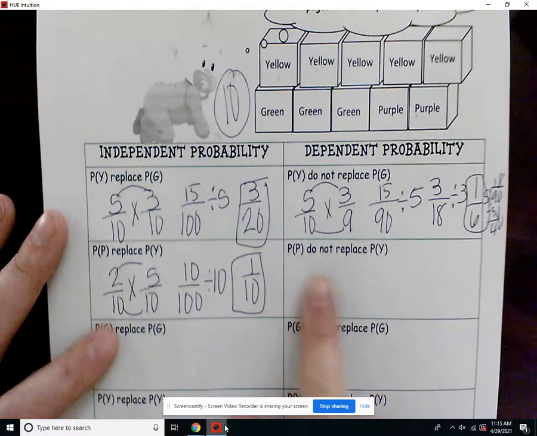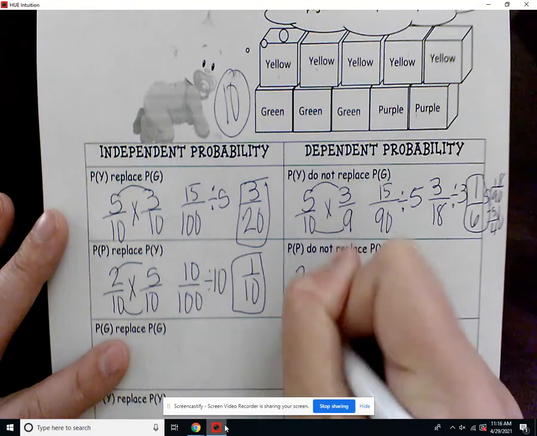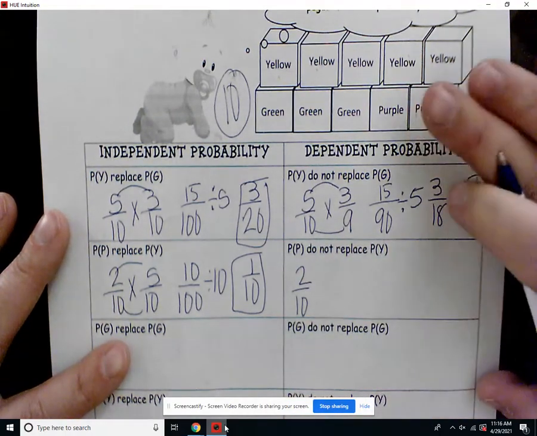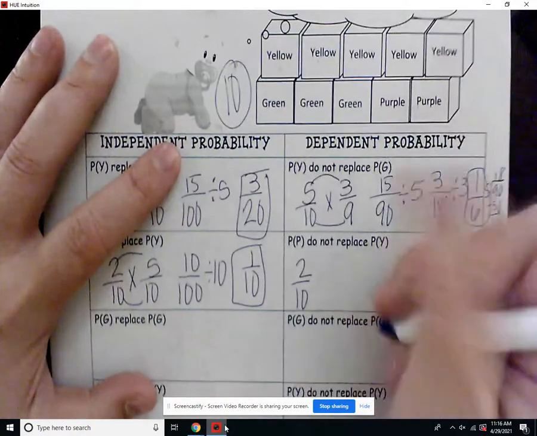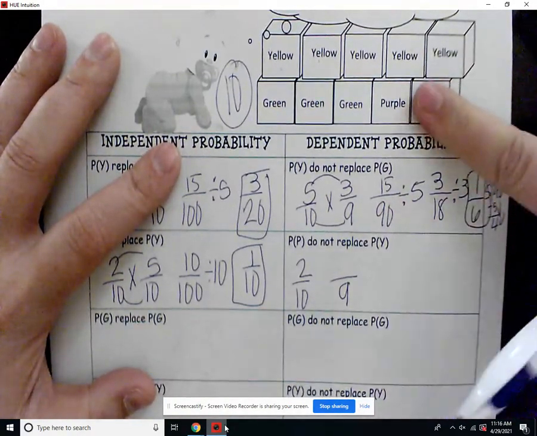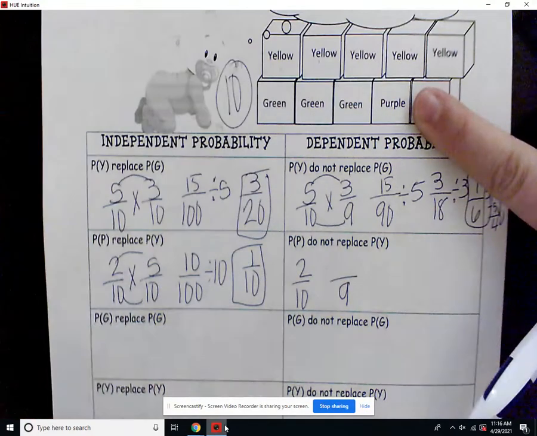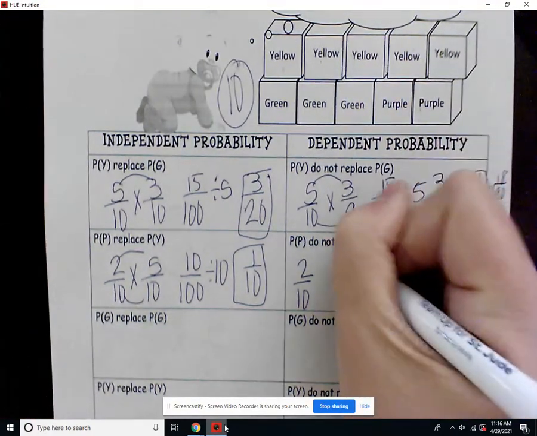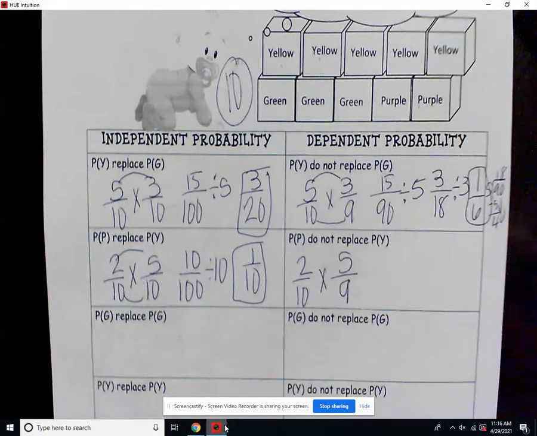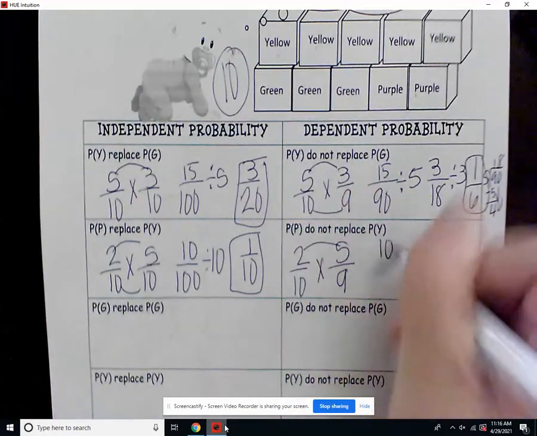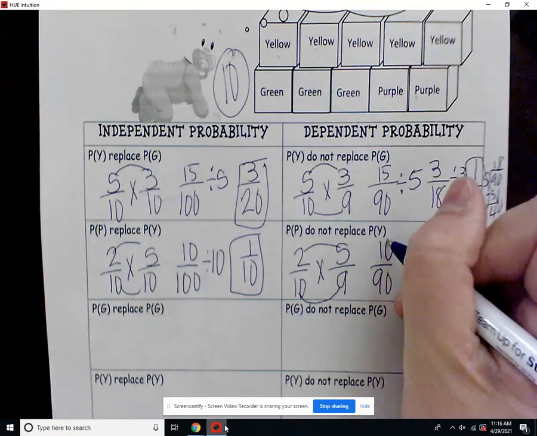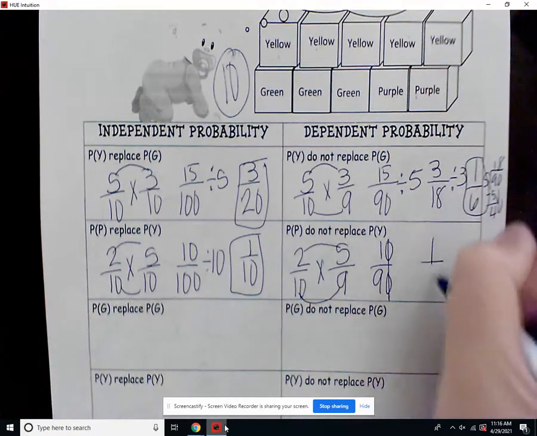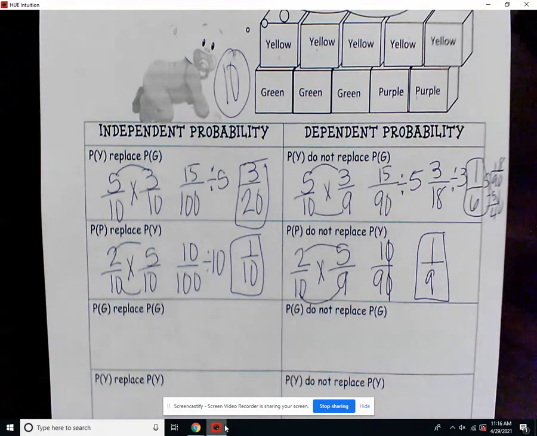Okay, so P do not replace Y. Again, first fraction, probability of purple is 2 out of 10. Since I drew a purple, I'm going to cover up purple. So how many boxes do I have left? I have 9. And out of those 9, how many are yellow? Well, there's still 5. So I'm going to have 5 over 9. And then we're going to multiply. 2 times 5 is 10. 10 times 9 is 90. I'm going to divide that by 10, just mark off the zeros, which gives us 1/9.